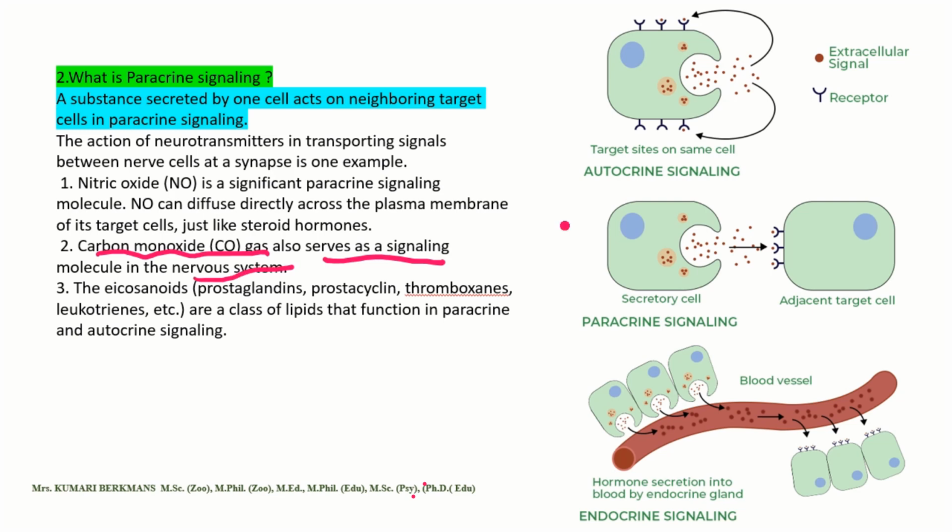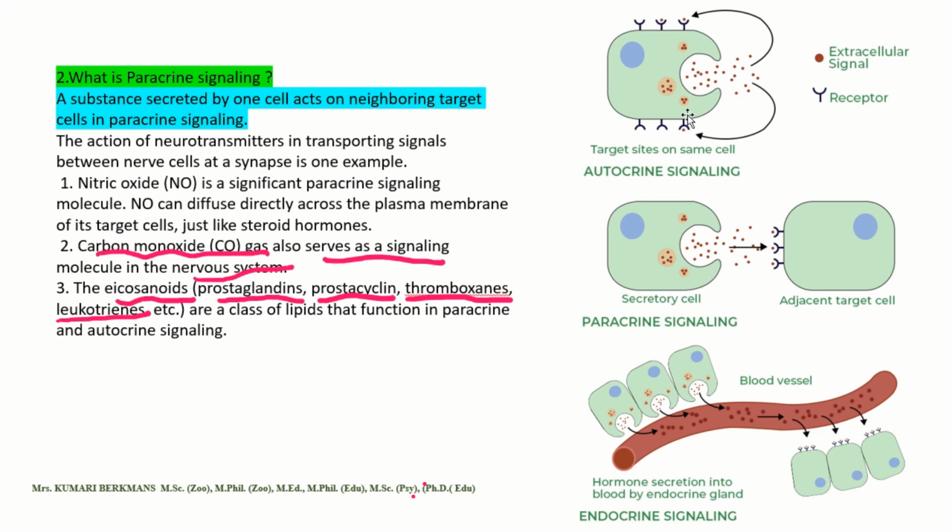Another one you can see is eicosanoids. These are prostaglandins, prostacyclin, thromboxanes, and leukotrienes. These are a class of lipids that function in paracrine and autocrine signaling. They take part in paracrine as well as autocrine signaling.